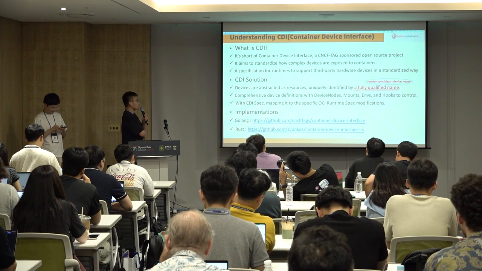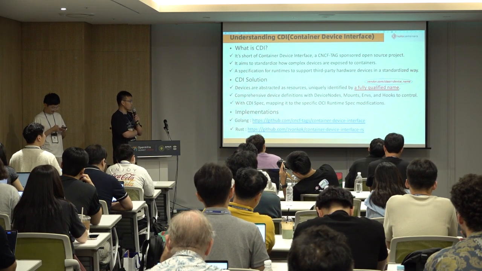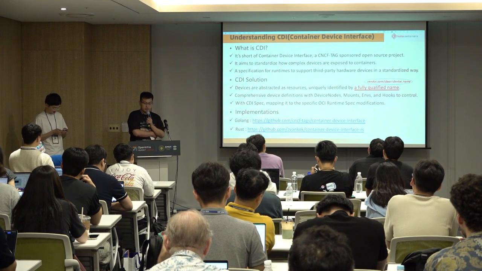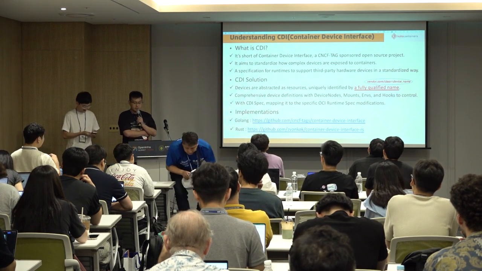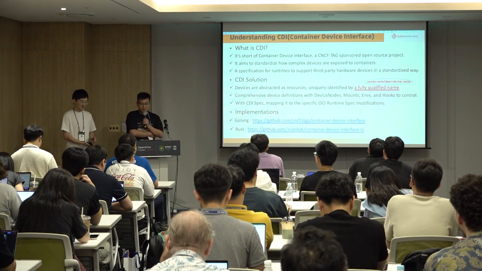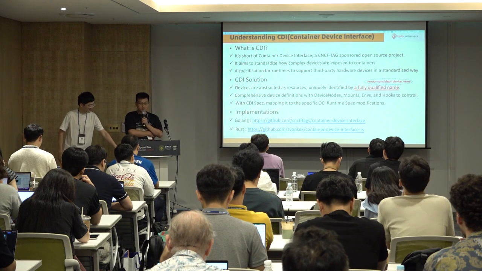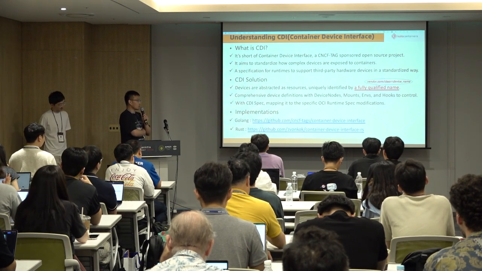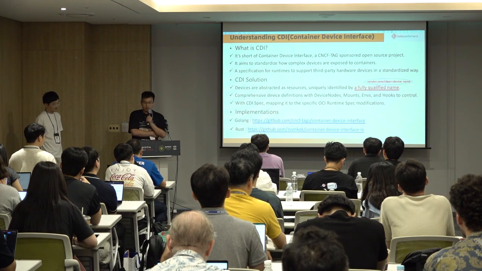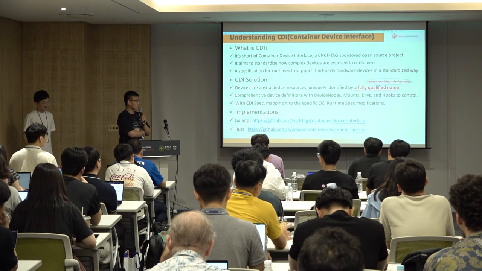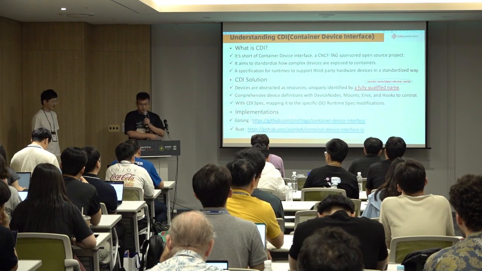There are two implementations, the Golang version and the Rust version. The Golang version is integrated in containerd and other container engines, for example, Podman. And the Rust one is developed by Danko Kaider and me, and it is now used in Kata Agent.